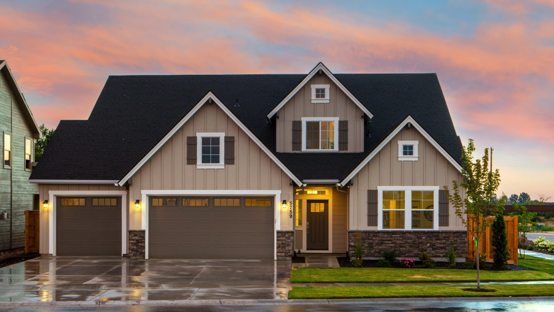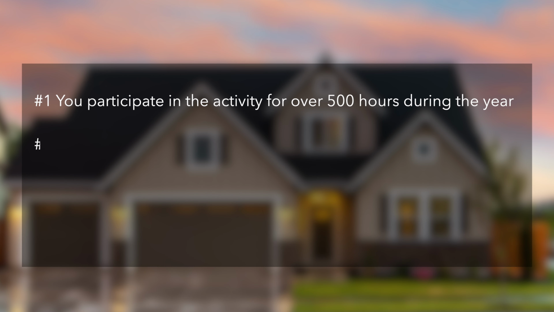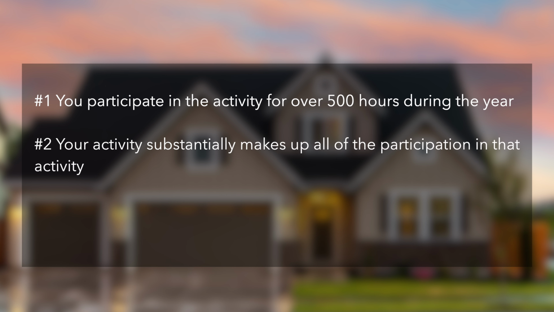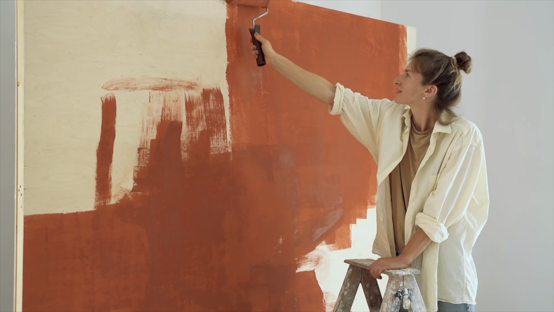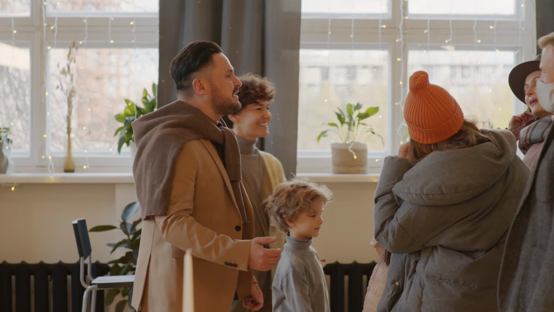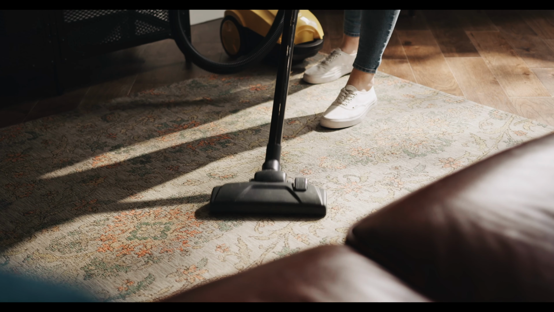Below are the 3 most commonly used ways to qualify. 1. You participate in the activity for over 500 hours during the year. 2. Your activity substantially makes up all of the participation in that activity. 3. You participate in over 100 hours during the tax year and your activity is not less than any other person's. Material participation can include such tasks as staging, painting the property, managing the property, dealing with guests, repairs, cleaning, restocking, etc.